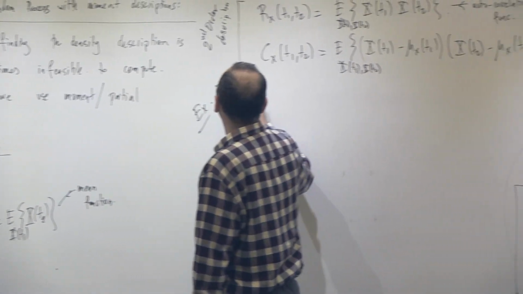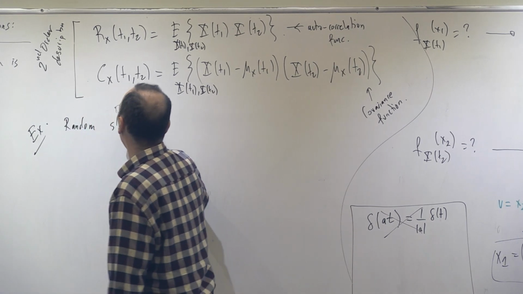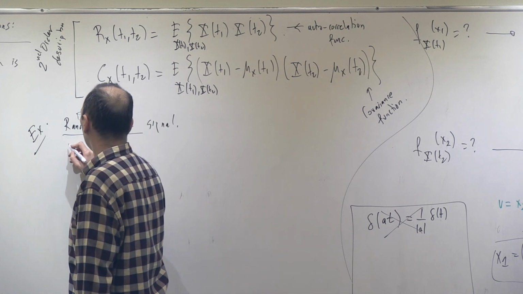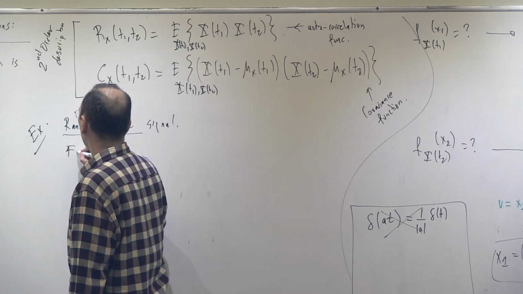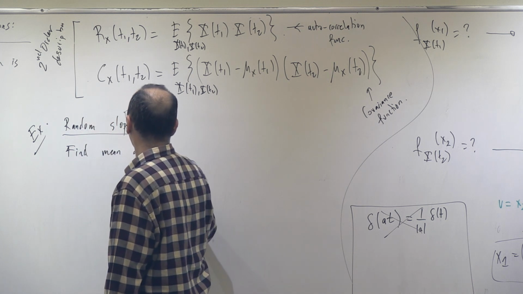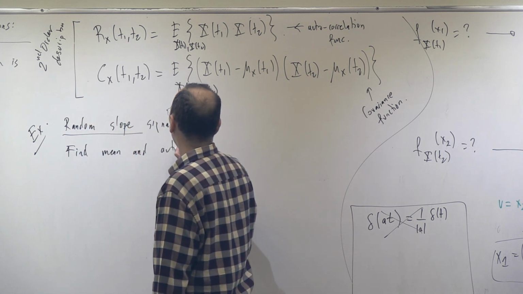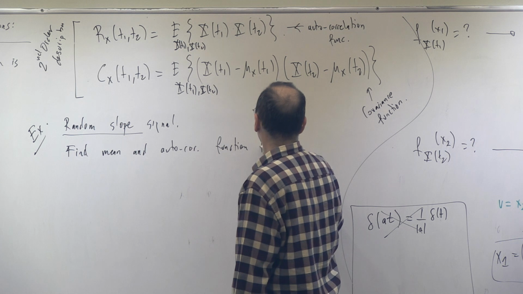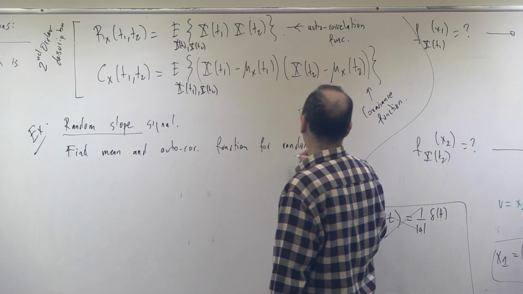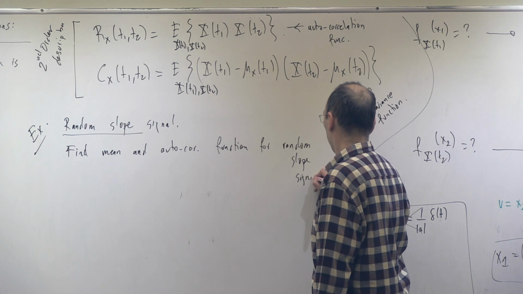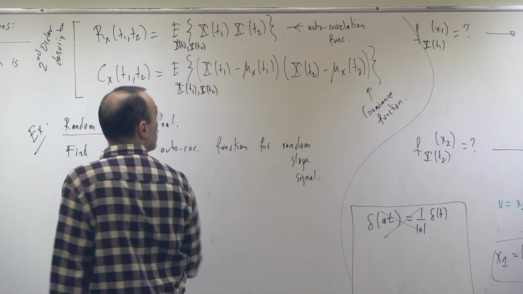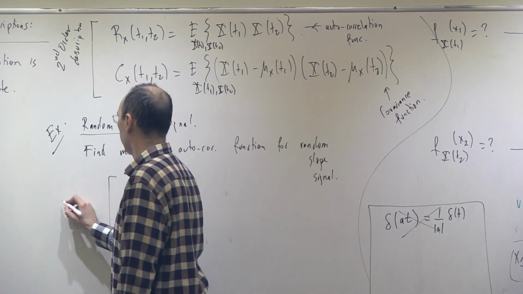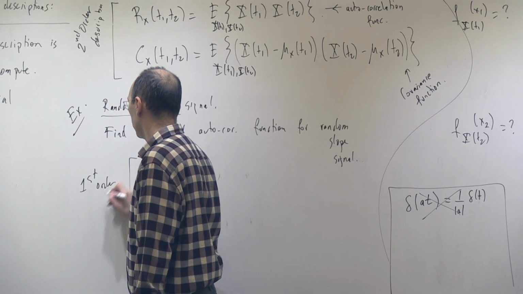So please remember, let's go back. Example, random slope signal. Because this is so easy. Find, let's say, the mean and autocorrelation function for the random slope signal. Okay, so I will only do in this hour the mean function. So this is the first order description.